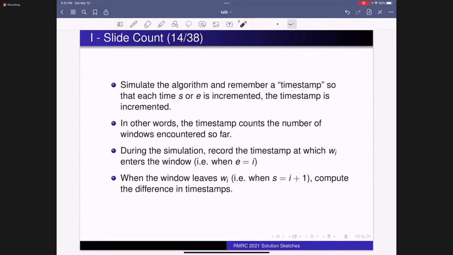Just simulate the algorithm itself, but every time S or E is incremented, let's have a timestamp that counts every time one of those is incremented. So it's the number of windows you've seen so far. Now, during each step of the simulation, record when you enter and when you leave WI. The difference between those two timestamps is the number of windows that was involved in. So you can solve this in linear time. The running time isn't summarized here, but it is linear, if you just remember the entering and the leaving time for each thing as you do the window.